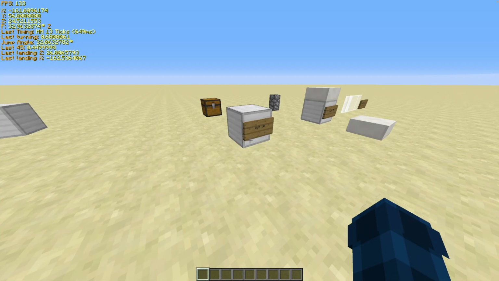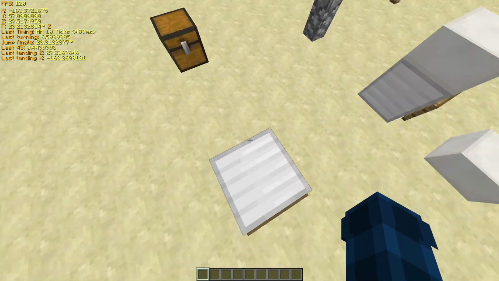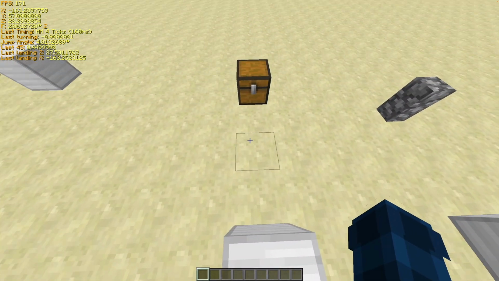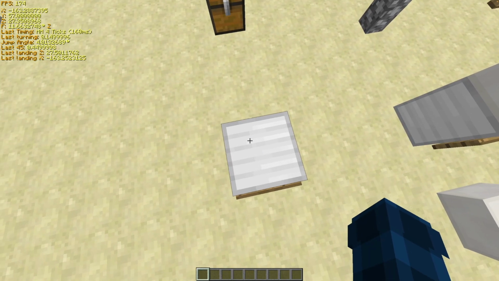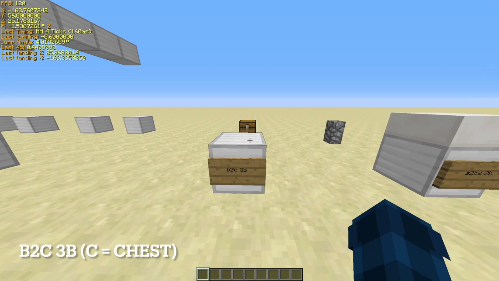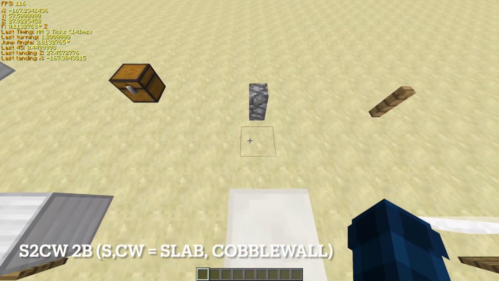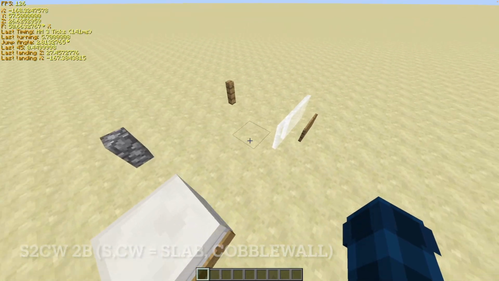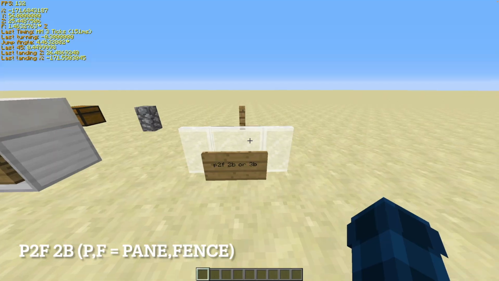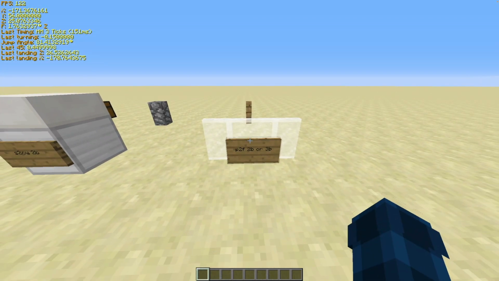And then one of the last things is that we're going to talk about when you don't have full blocks, which is probably more applicable to real maps. You probably don't have these full blocks all the time. So you would use the same process. You know, this is a 3-block jump, but you're going from a block to a chest. So you write it like this: block to chest, 3B. Similarly, this is a slab to cobble wall 2-block jump. And this is a pane to fence 2-block or 3-block jump, depending on, because it kind of looks like it's 3 blocks, it's ambiguous.